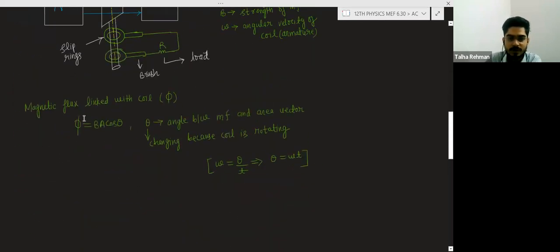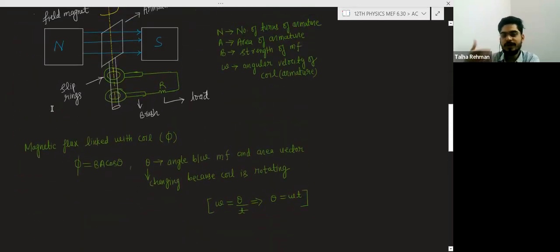Now we will discuss the working. Magnetic flux linked with the coil: this is your coil, and I have told you the magnetic flux linked with the coil is given by BA cos theta. And what is theta? The angle between the magnetic field and the area vector. And this theta is changing because the coil is rotating.